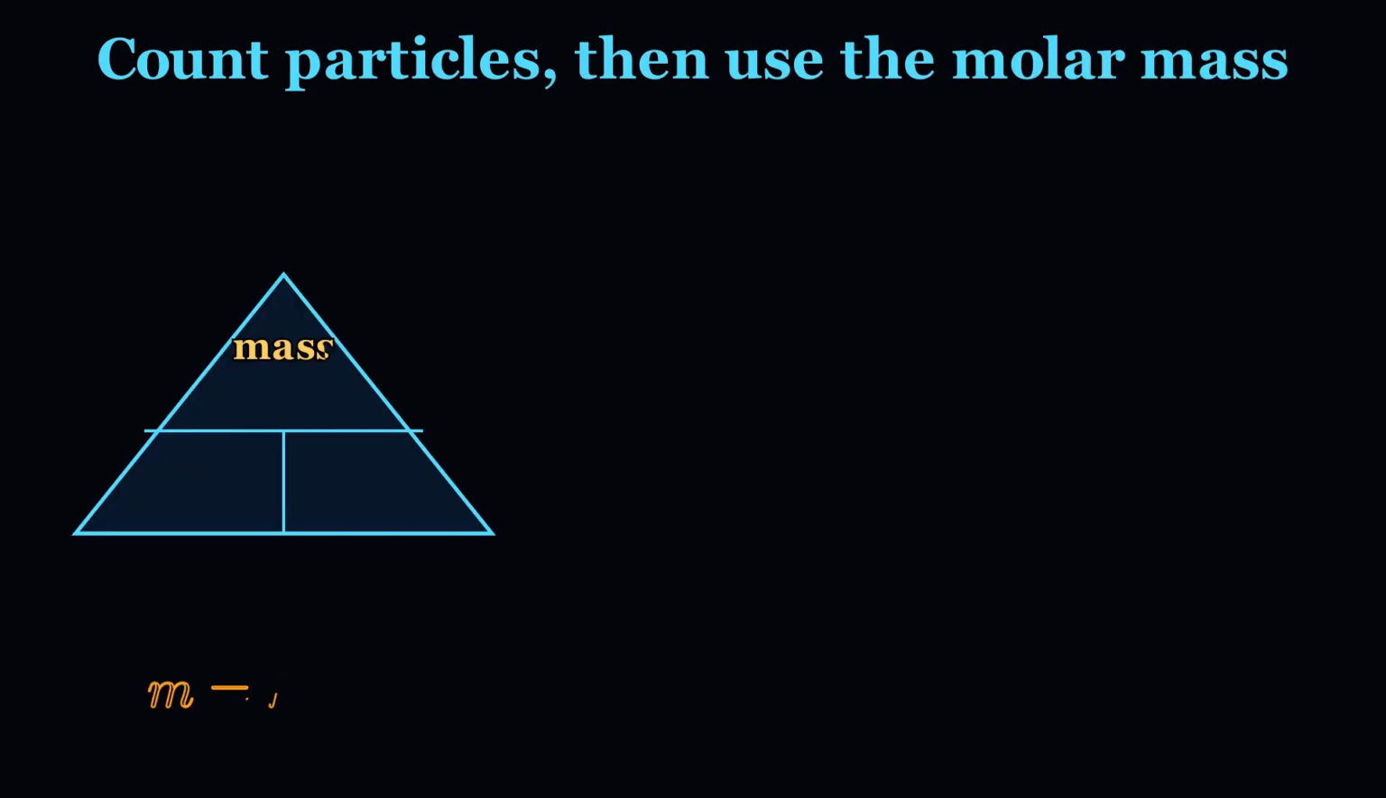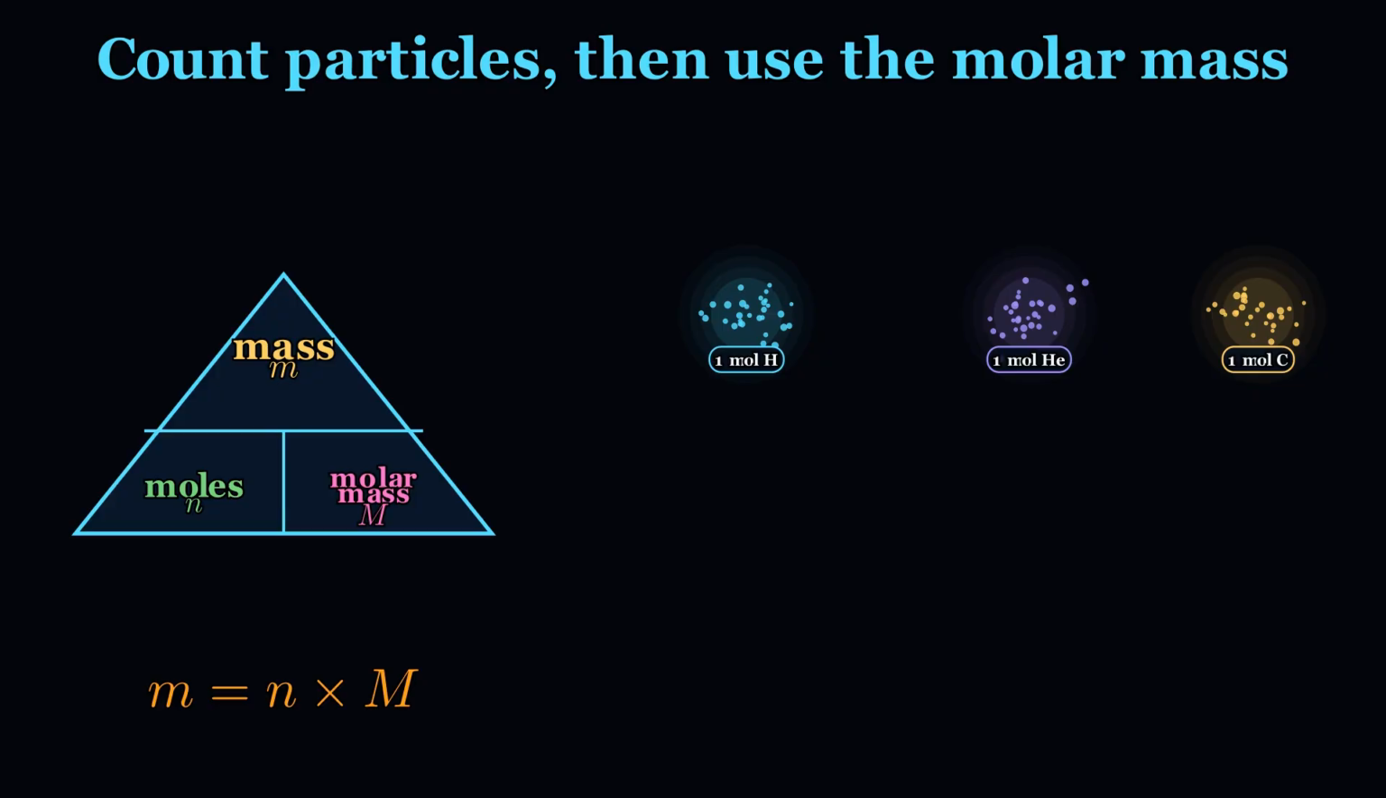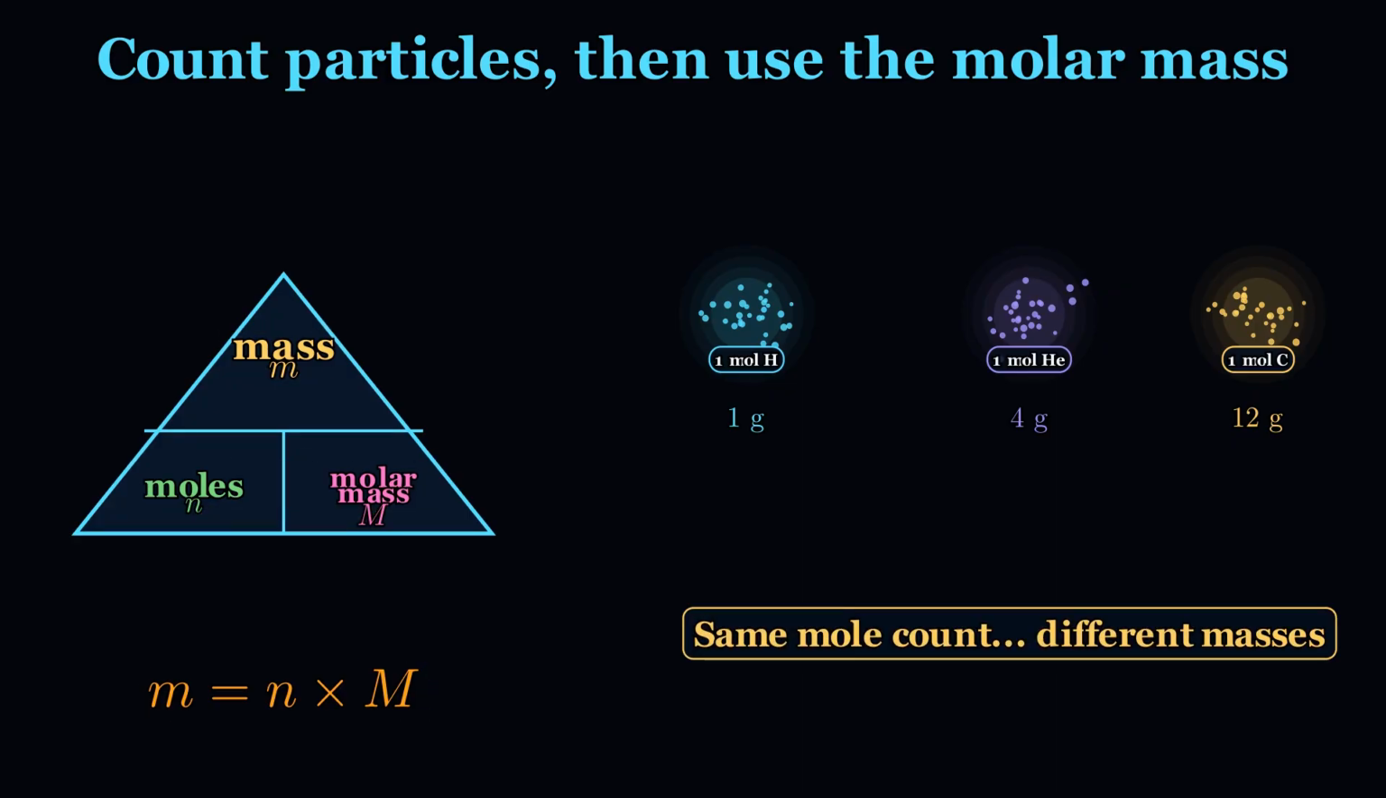Here is the final idea. First, count the particles using moles. Then, use the molar mass to convert between moles and mass. 1 mole of hydrogen atoms has a mass of about 1 gram. 1 mole of helium atoms has a mass of about 4 grams. 1 mole of carbon atoms has a mass of about 12 grams. And the main formula is mass equals moles multiplied by molar mass. If you know any 2 parts, the triangle helps you find the third.